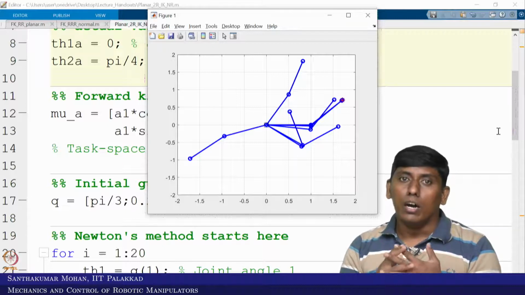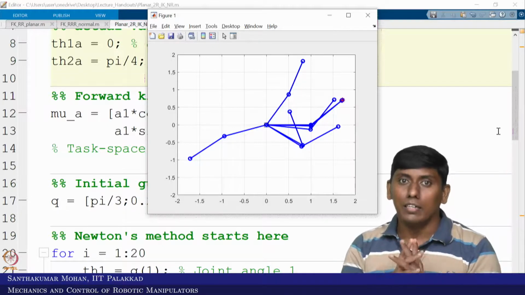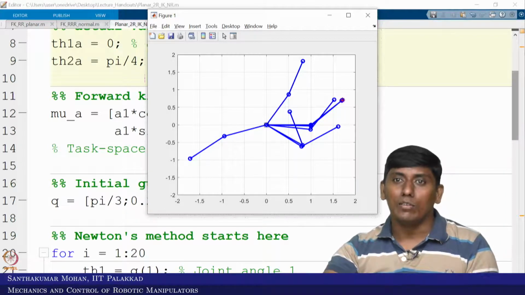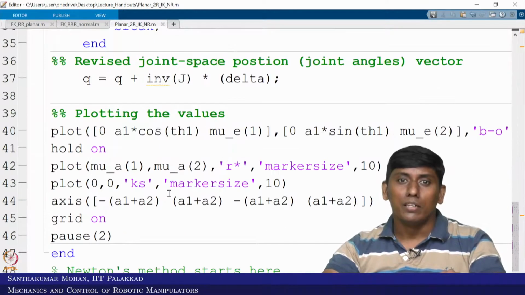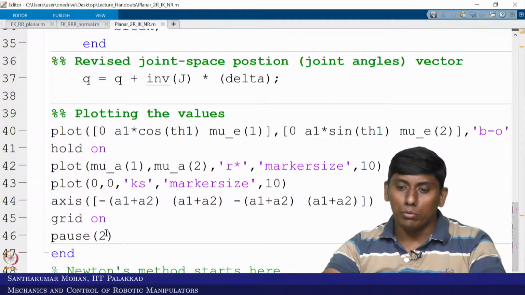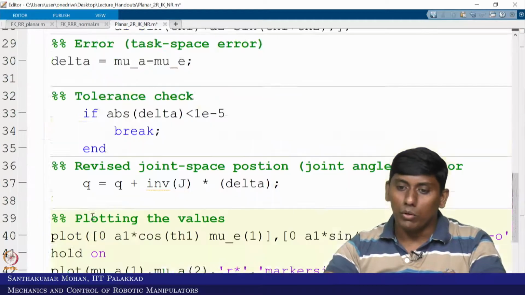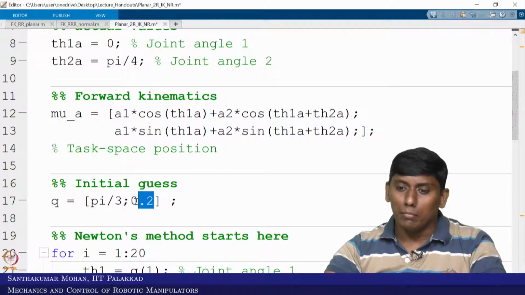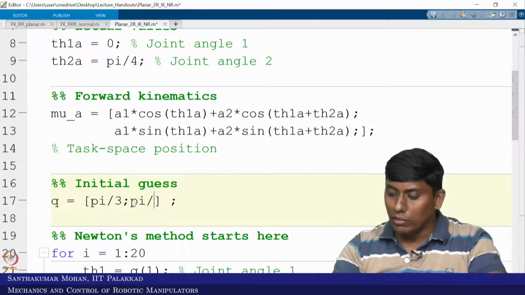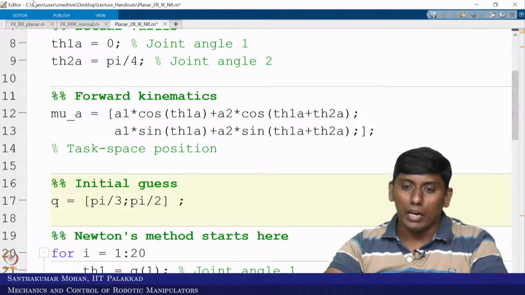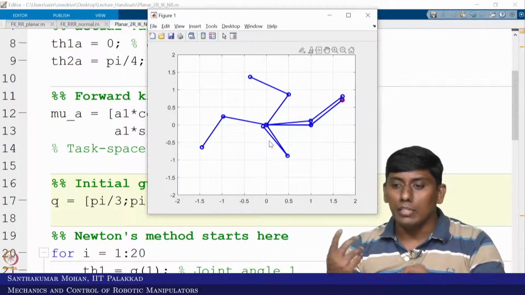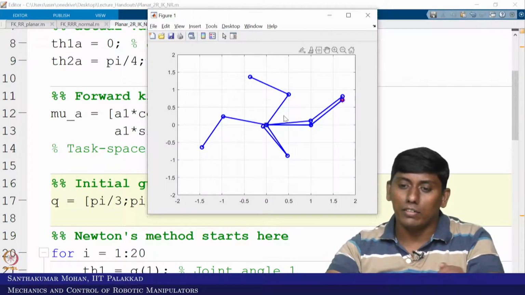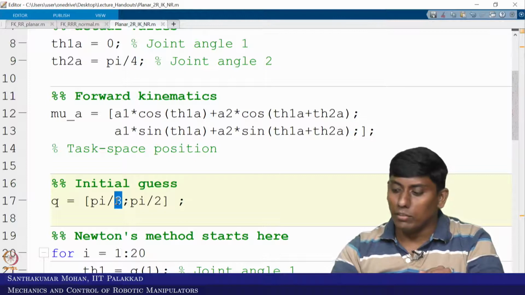Now you can even see something close to an inflection point. I will give an initial guess and see that it keeps going. I will reduce the time to 0.1. I choose some non-trivial guess, which I assume is non-trivial because I do not know. You can see it has reached, and it is faster. Now I will set this also to pi by 2.